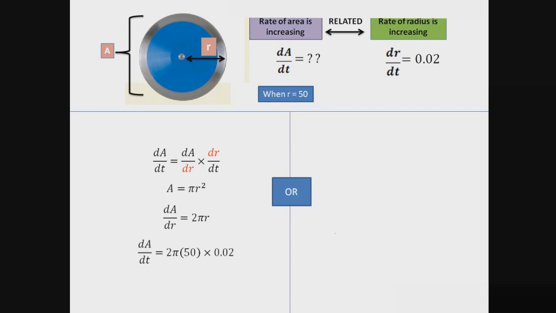So we get dA over dt is equal to 2 pi r, and we substitute r equal to 50 at that moment, multiplied by 0.02. Then we get the answer: 2 pi centimeter squared per minute.